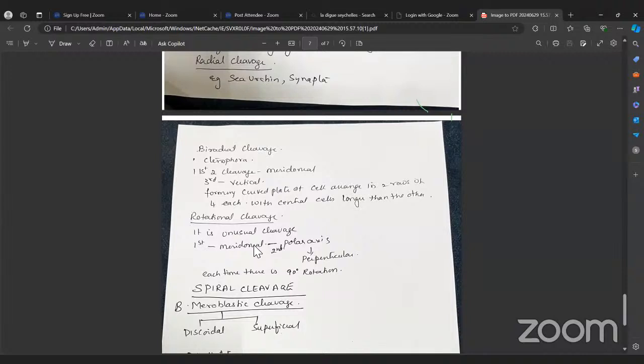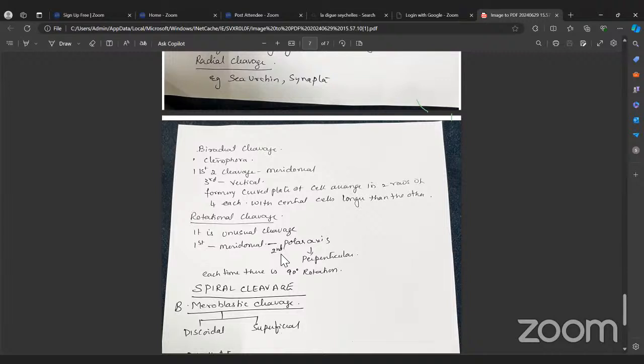Similar types of divisions will occur in the blastula, in the zygotic stage, wherein the first cleavage divides it into two. The second cleavage should be at 90 degrees to the first cleavage. During that time, there is a 90 degrees rotation of these cells. During that rotation, one cell will have a cleavage at one angle, the other cell will have a cleavage at another angle. As a result, each division will be a perpendicular division at 90 degrees.